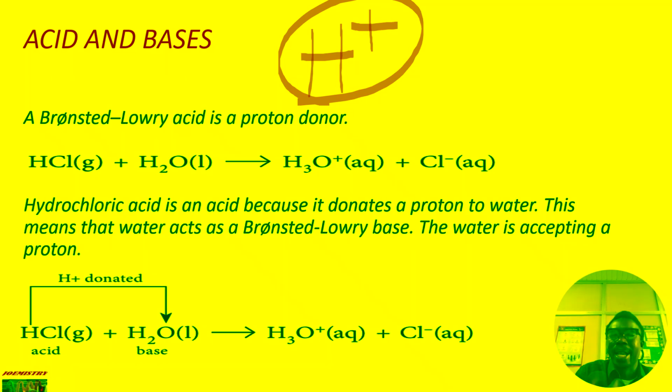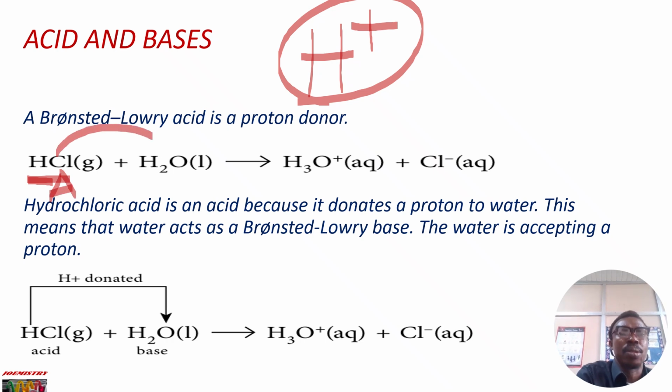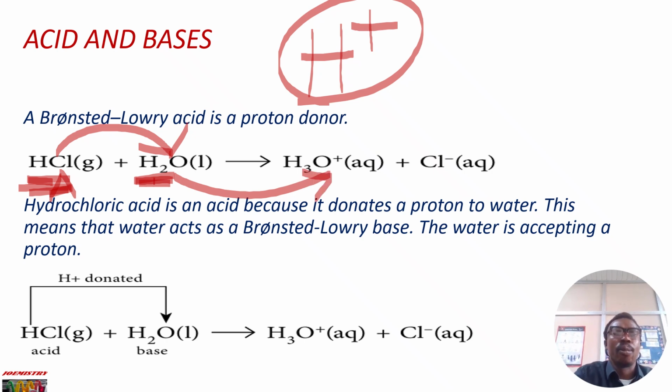Any substance that is capable of donating a hydrogen ion, donating a proton, is said to be an acid. Like if you look at this equation before us, this is the acid, the proton donor. It donates a proton to the base, to water, which is the base. Why is water the Bronsted-Lowry base? Because it accepts a proton to form the hydroxonium ion, while this one donates a proton to form the chloride ion.